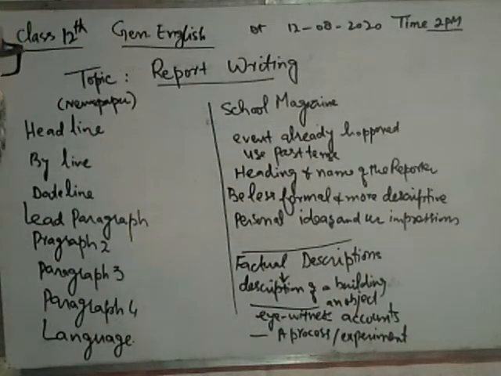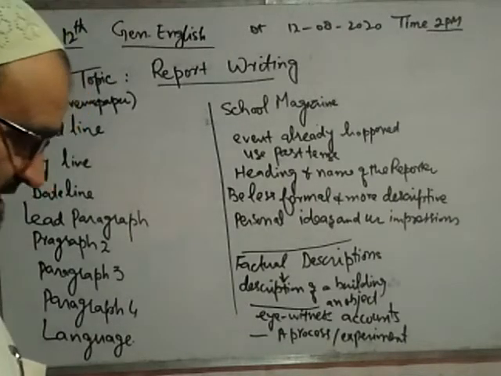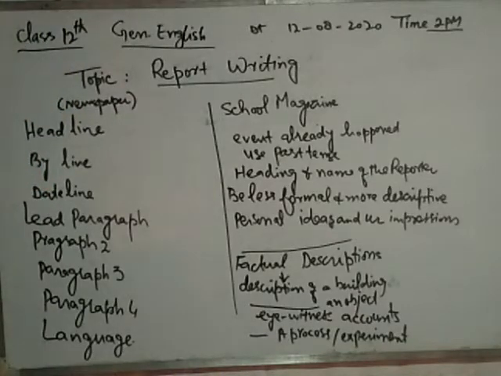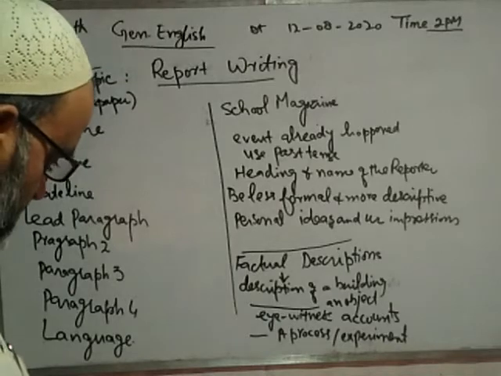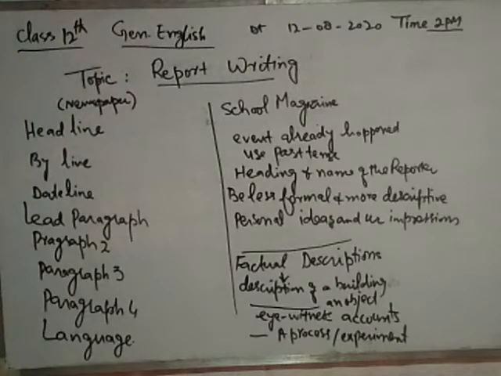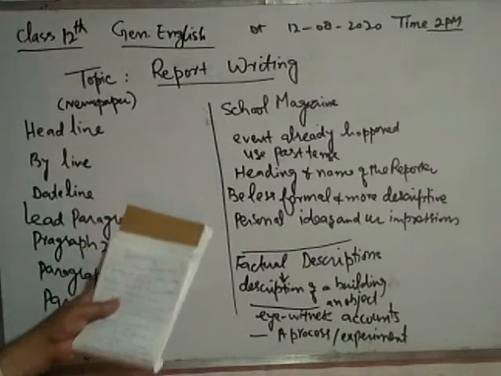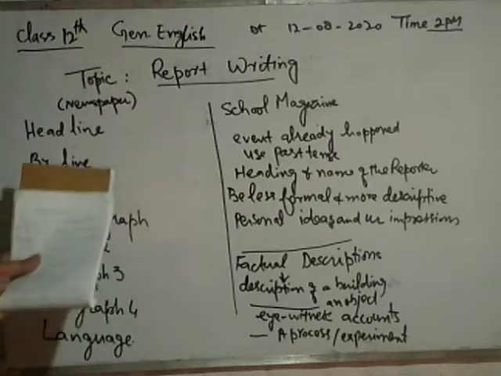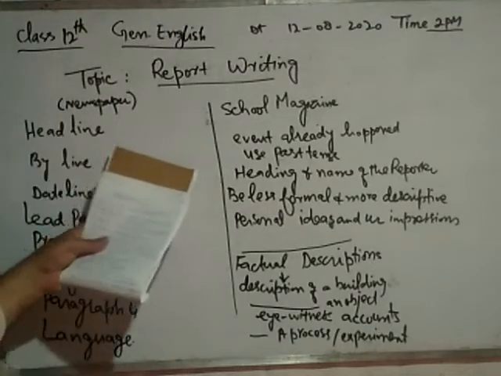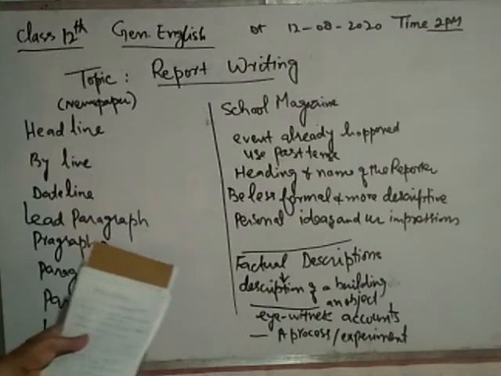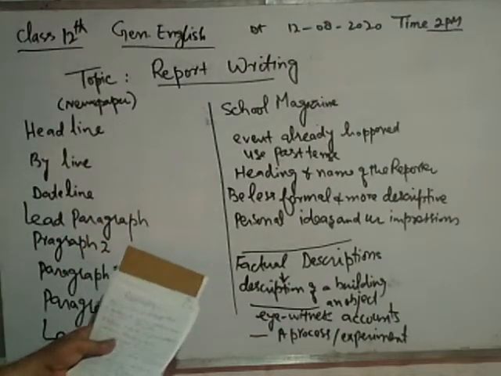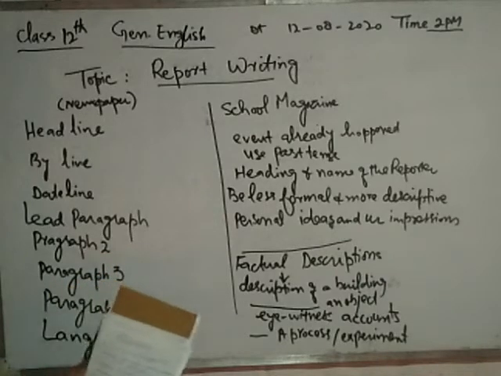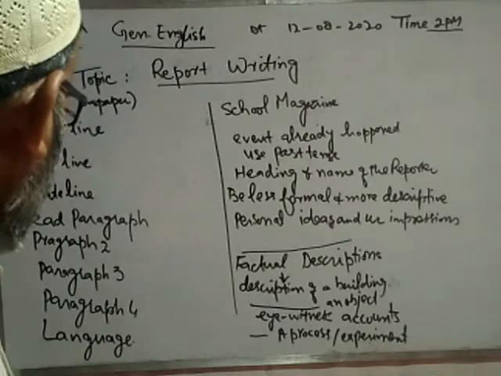Today our topic is report writing. First, how to write a newspaper report. For writing a newspaper report, you have to keep the following main points in mind. Headline. First we have to write a headline, then byline, then dateline, then lead paragraph or first para, then paragraph second, third, then paragraph fourth. And you have to keep in mind the language.